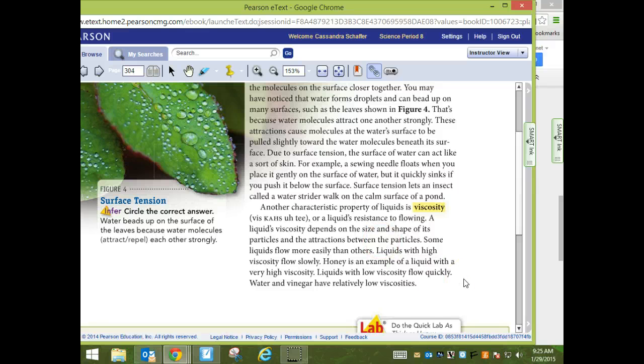Another characteristic property of liquids is viscosity, or a liquid's resistance to flowing. A liquid's viscosity depends on the size and shape of its particles and the attractions between the particles. Some liquids flow more easily than others. Liquids with a high viscosity flow slowly. Honey is an example of a liquid with a very high viscosity. Liquids with low viscosity flow quickly. Water and vinegar have relatively low viscosities.